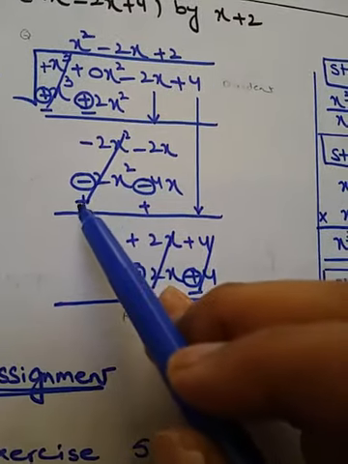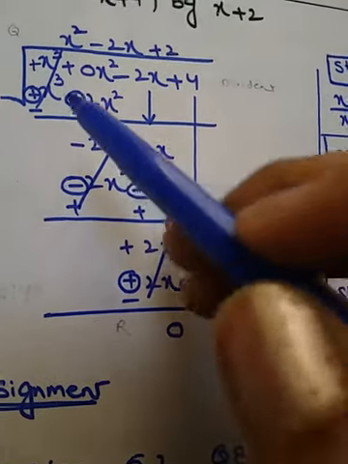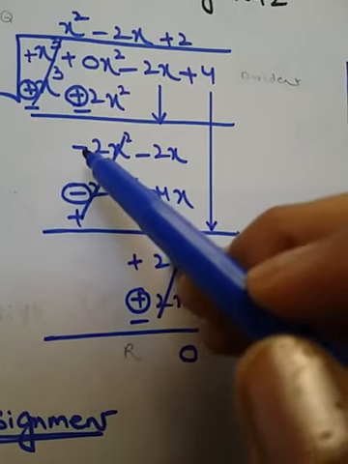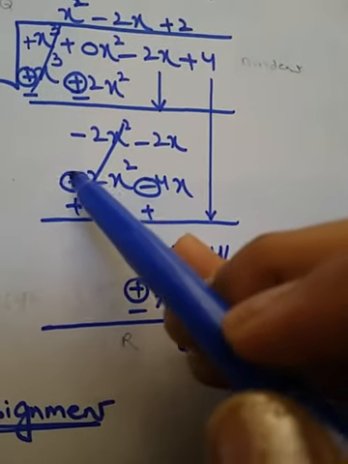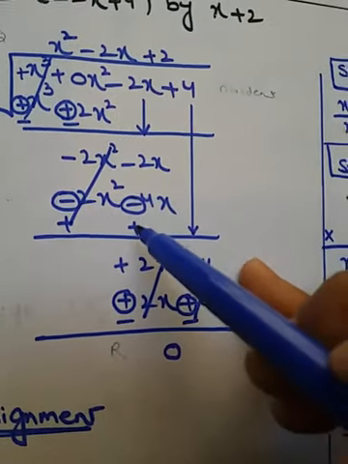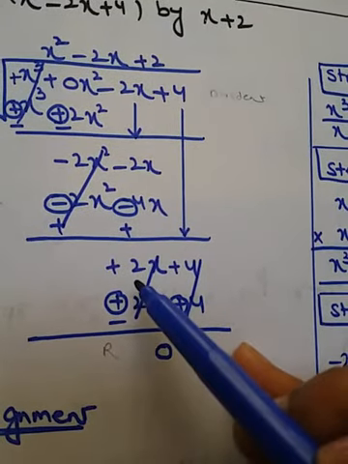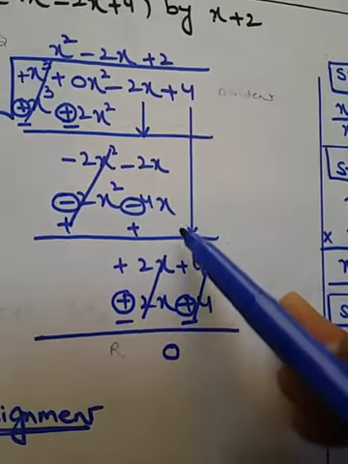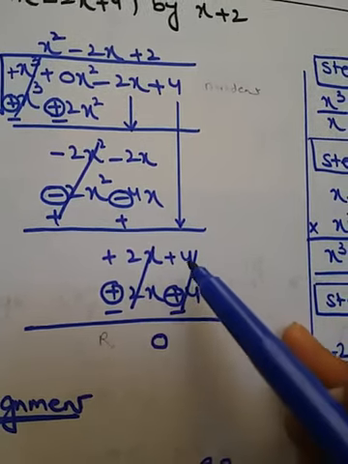Okay, now we get the new signs. Minus will change into plus, minus will change into plus. Now we will see these signs, the outer ones. Minus and plus are going to cancel each other. Forget about this previous sign. Minus 2 plus 4 gives us plus 2, and x is coming as it is. Now bring down the last term. Now we have new dividend 2x plus 4.